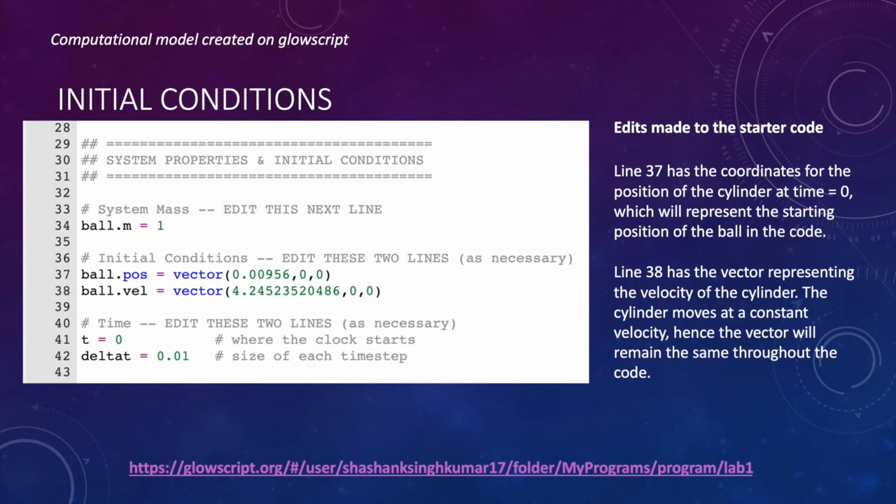The link below will redirect you to the GlowScript code for my experiment. Edits made to the starter code for the initial conditions include the following. Line 37 has the coordinates for the position of the cylinder at time equal to 0, which will represent the starting position of the ball in the code. Line 38 has the vector representing the velocity of the cylinder. The cylinder moves at a constant velocity, hence the vector will remain the same throughout the code.